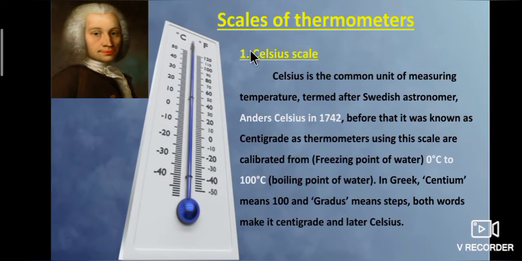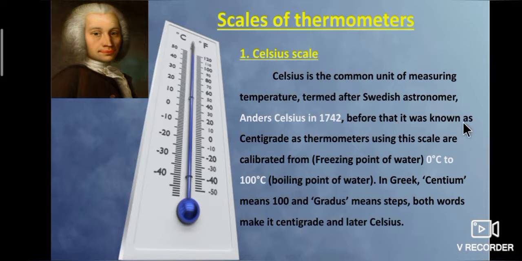Now we are going to learn about scales of thermometers and their inventors. First one, Celsius scale. It is introduced by Swedish astronomer Anders Celsius in 1742. Celsius is the common unit of measuring temperature, named after Swedish astronomer Anders Celsius.